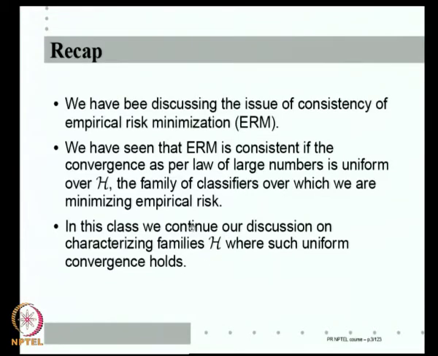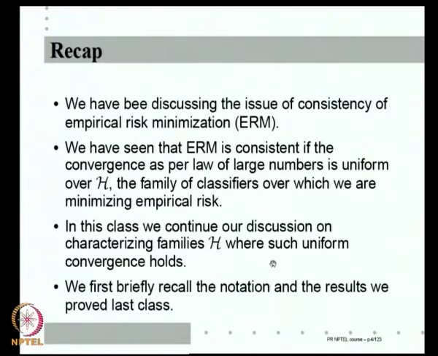Recall that we are doing all this only for 2 class classification problems. Right? The math becomes much more complicated if we consider real valued functions. So, simply taking H to be a family of binary valued functions defined over our feature space X, we ask the question what should the family of classifiers satisfy, so that the needed uniform convergence holds. Okay. So, since this is mathematically involved, let us once again review our notation and a few things that we proved last class.